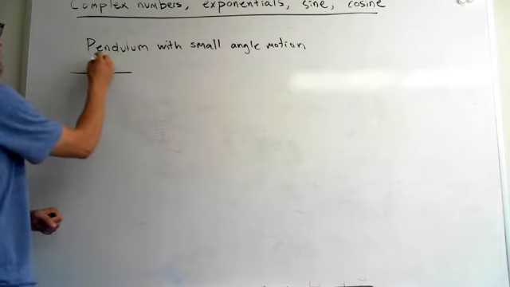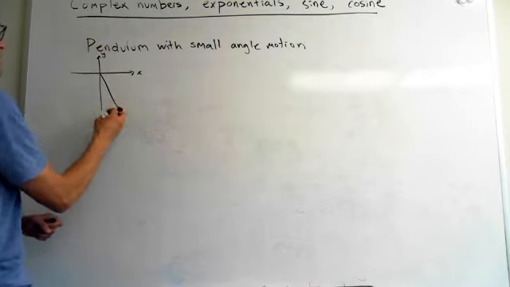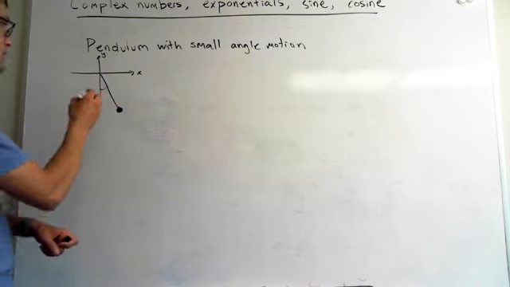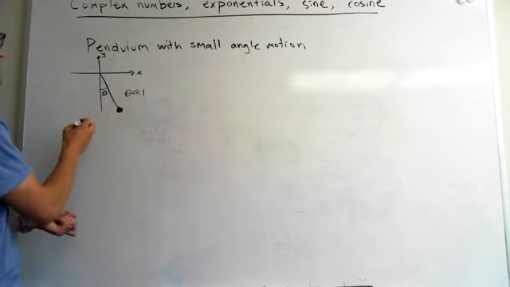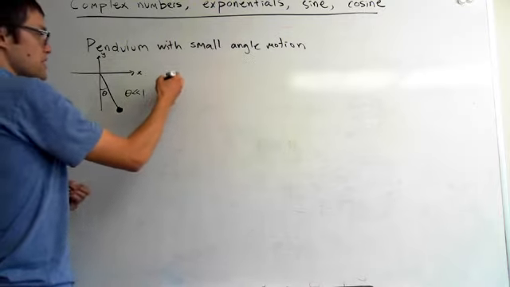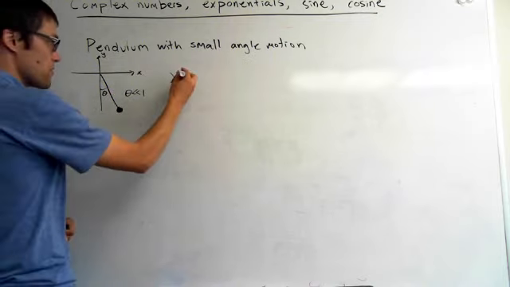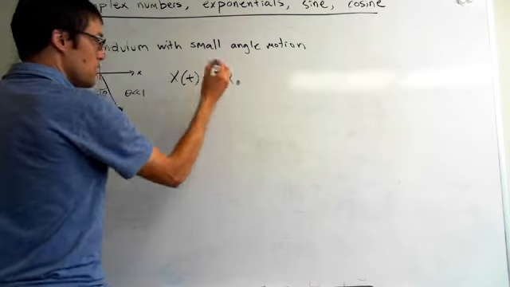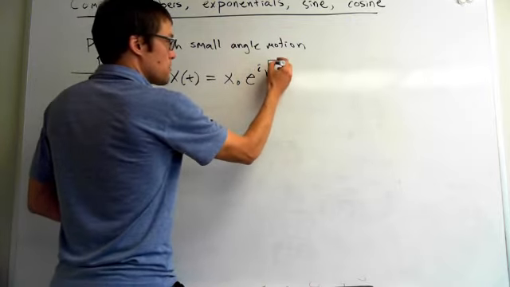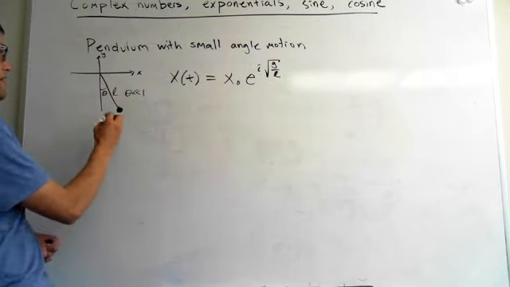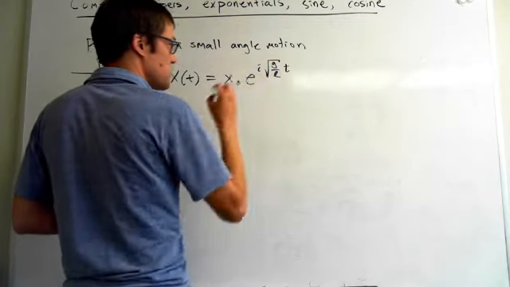So let me just draw the picture to remind you. Have x, y, and we've got some pendulum here, swinging back and forth. And as long as this angle here is small, then we're talking about the small angle motion solution. So as long as that angle is small, what we found in class is that the x component of the trajectory of the pendulum, as a function of time, is equal to some initial position from which the pendulum was released, x naught, times e to the i square root g over L times t. The length of this pendulum is L, and g is gravity.